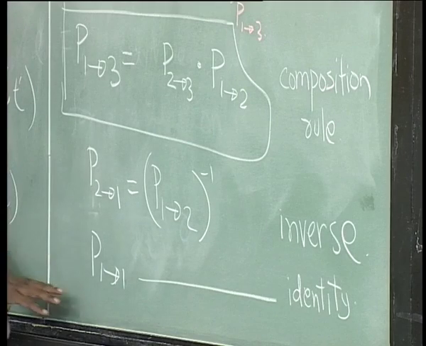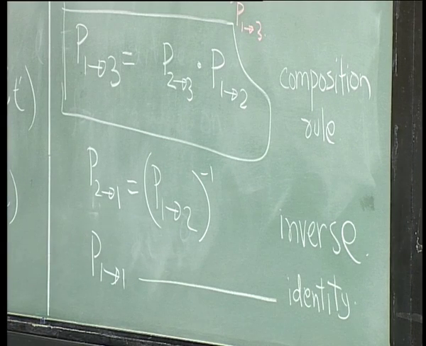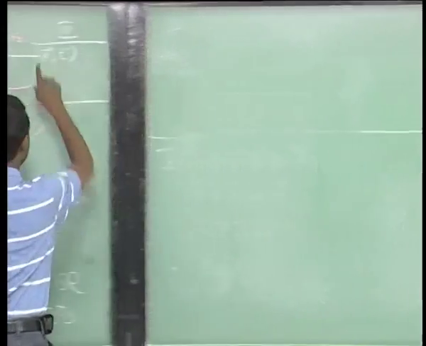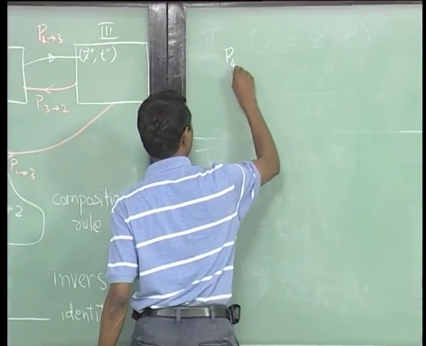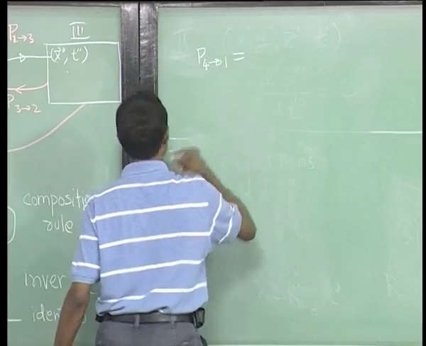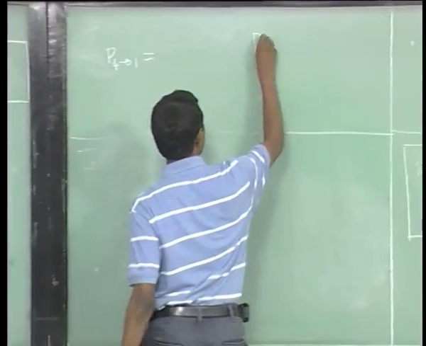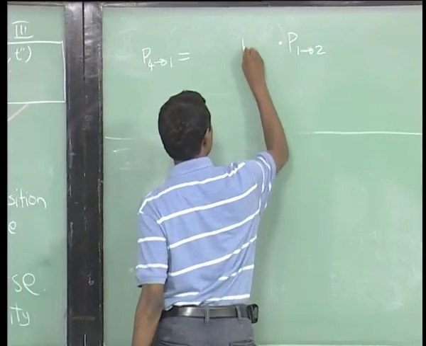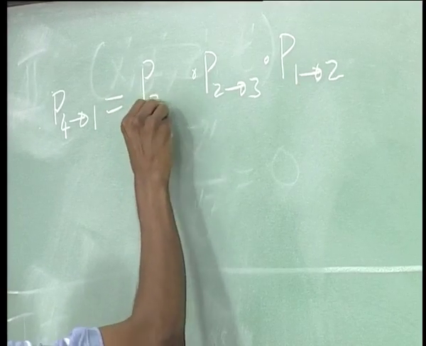Actually these three rules underlie something in mathematics called a group. There is just one more property which you need, which would require a fourth one. So if there was a fourth one, let us call it P 4 to 1. I am not drawing the other box, I am just writing it out. P 4 to 1 should be P 1 goes to 2, say, composed with P 2 goes to 3, composed with P 3 goes to 2.